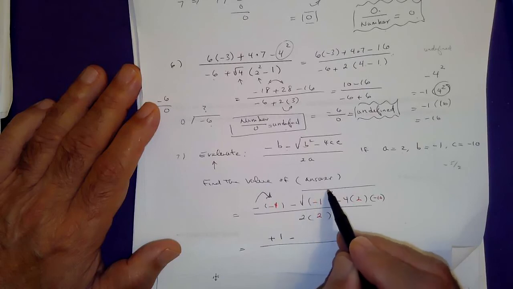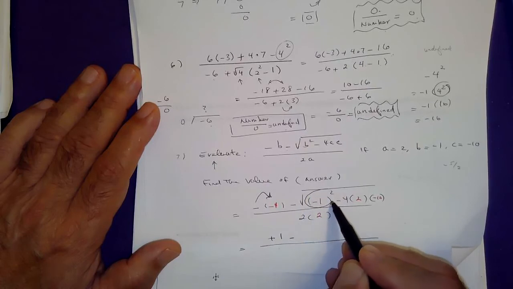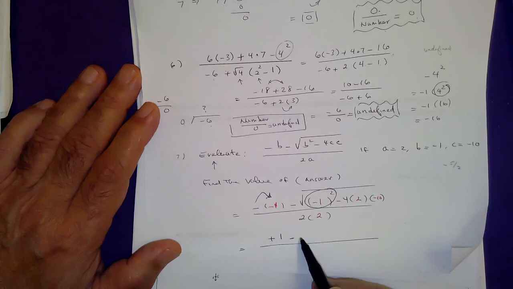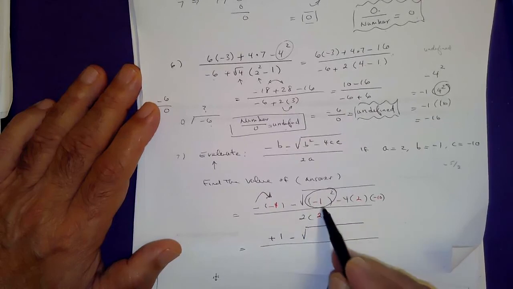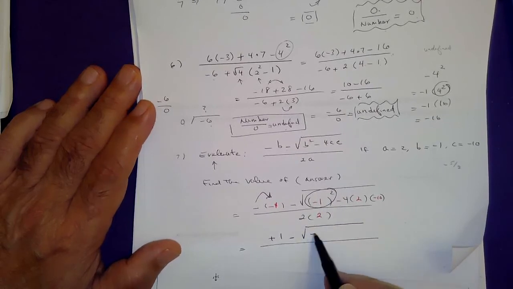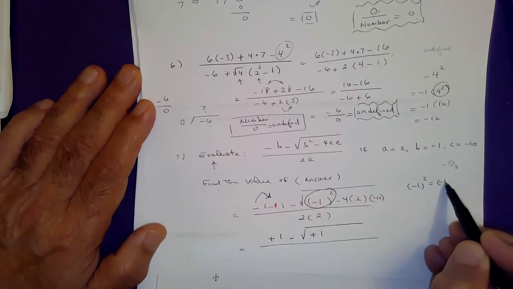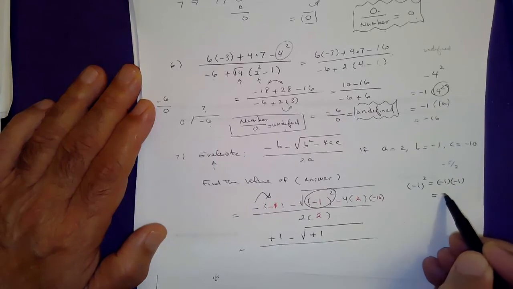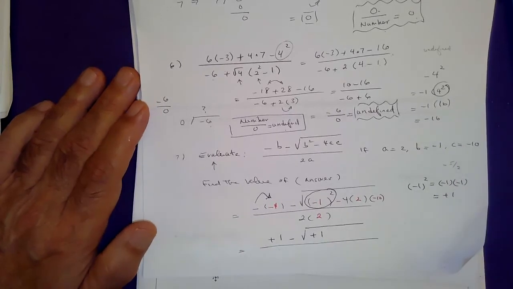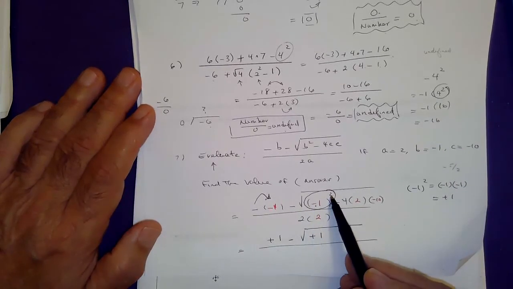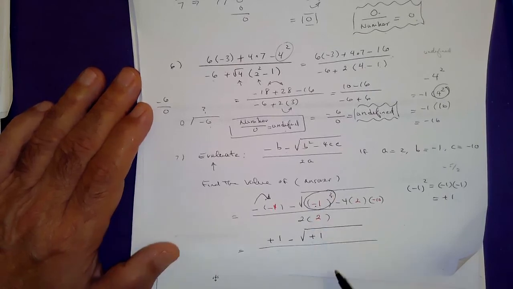Then, under the radical, what? Raise this guy to the power of 2. Remember, any number to an even power is always positive. So negative 1 to the power of 2 is negative 1 times negative 1, which is still positive 1, right? So a negative number raised to an even power gives you a positive.